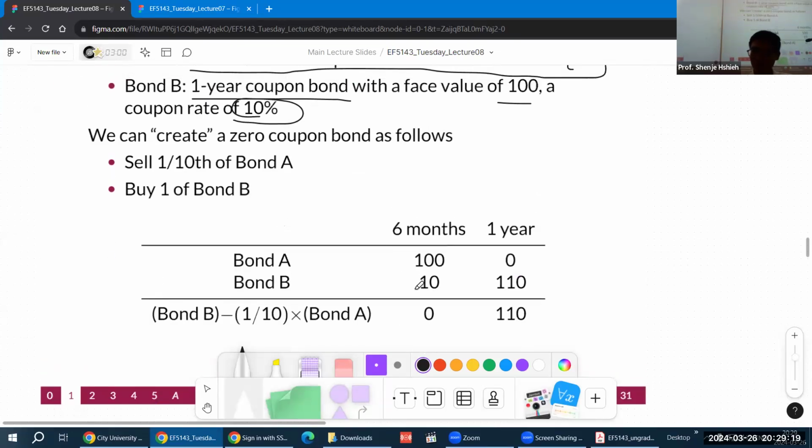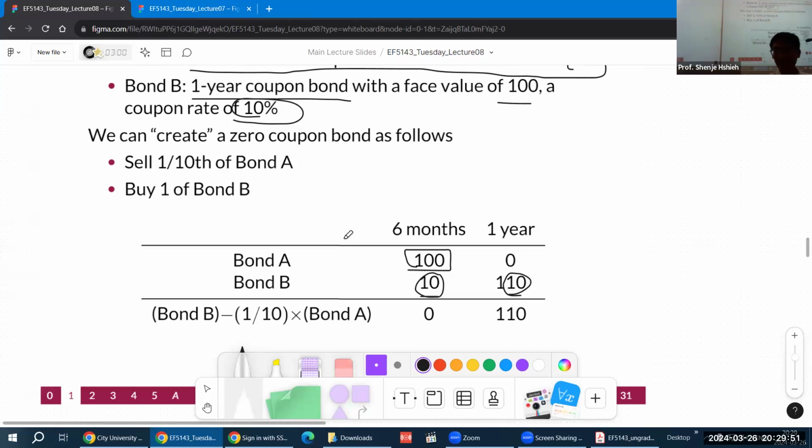So if you look at the cash flows, it looks like this. For bond A, it's just one bullet payment of 100, because at maturity you get 100, right? Within 6 months. For bond B, there are two payments, right? This one, a 6-month payment, and a 1-year payment of $10 plus 100 par value. So we want to create a synthetic bond based on these two securities that gives us a zero coupon bond.